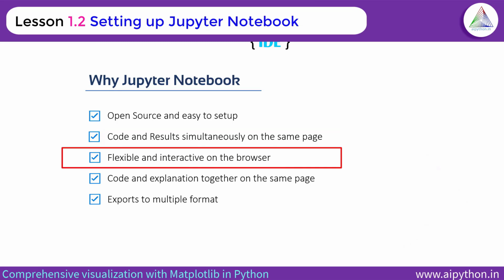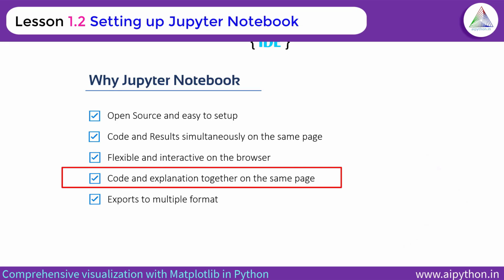The third one is flexible and interactive on browser. Flexible means it can be operated on any platform and on any browser, so it doesn't depend much on the system resources. It's a kind of web app, so it's portable and flexible. As well as it is interactive because you are executing the code and getting the results, and you can do much in terms of interacting with the code. You will see them in the rest of this course.